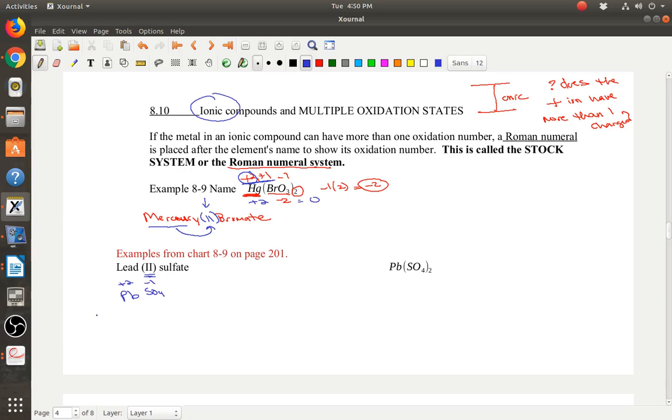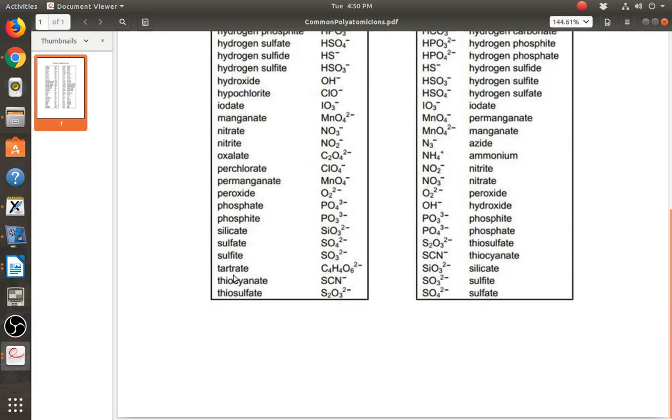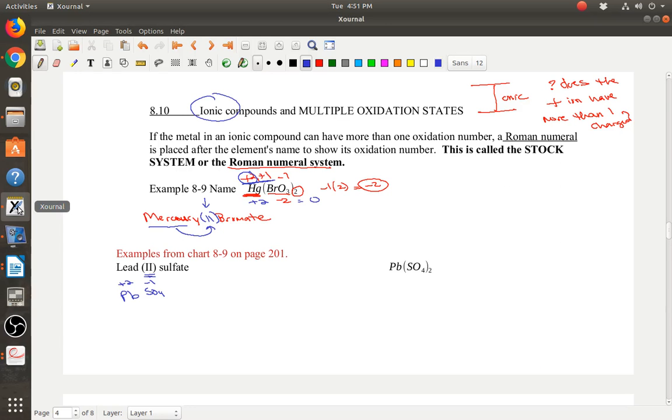Maybe that's wrong. Maybe it isn't a -1. Look at the polyatomic ion chart. Find sulfate. Oh, it's a -2. Okay, so go back up there and change it. It's a -2 charge. So +2 and a -2 already equals 0. So the formula is just PbSO4.